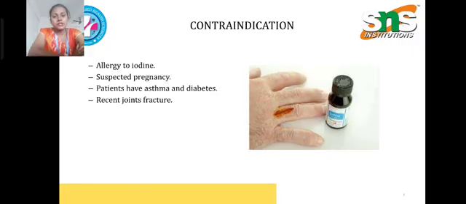And the contraindications, as usual: if the patient has any allergic reactions or sensitivity to iodine, any suspected pregnancy, asthma or diabetes, or recent joint fractures. In these cases, the arthrography procedure will not be performed.